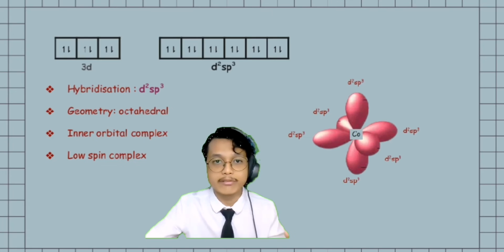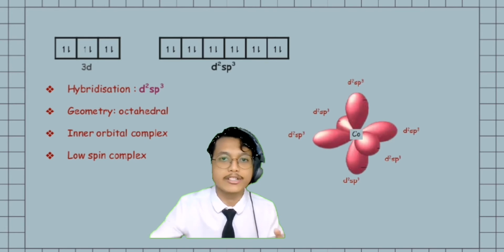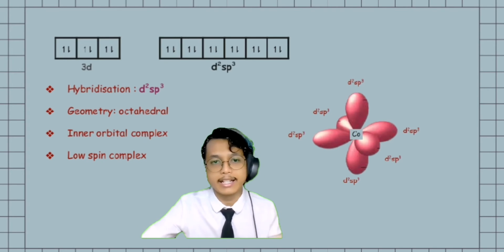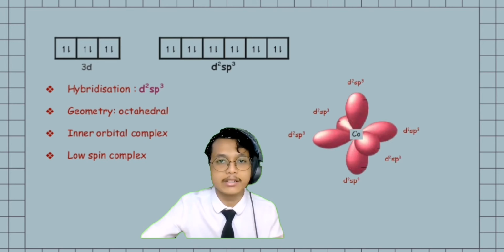The d2sp3 orbital will be occupied because each ammonia and chloride ligand will donate a pair of electrons to the central metal ion. And hence, we can conclude that the hybridization is d2sp3 and it is an inner orbital complex because it uses the d orbital for the hybridization. And there are no unpaired electrons, thus it will be a low spin complex.